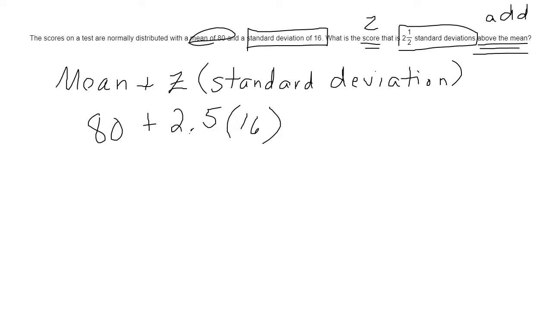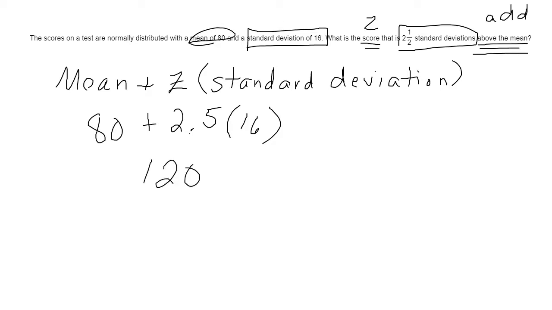So I'm going to go ahead now and put this in my calculator. Let me grab my calculator. And that's going to be 80 plus 2.5 times 16. And when I calculate that, I end up with 120.